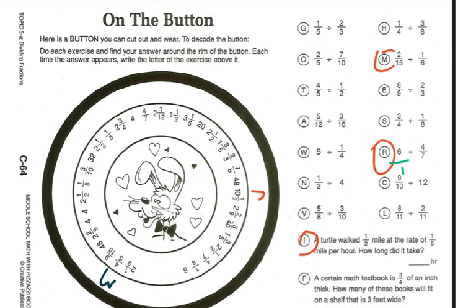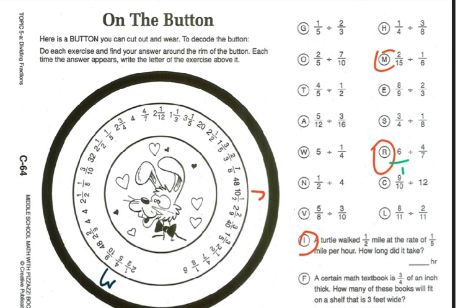Okay, and then the last one we're going to do is a word problem. And I don't like the way it's worded, so that's why I chose to do it with you. I'm going to set it up as a proportion because it's going to make it a lot easier on us. It says a turtle walked a half a mile at the rate of 1/5 mile per hour. How long did it take?